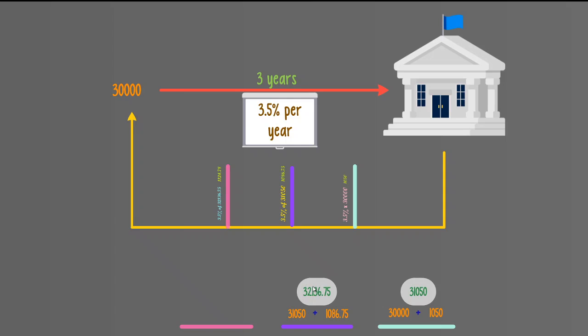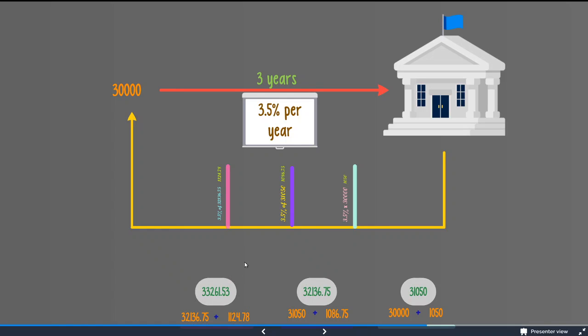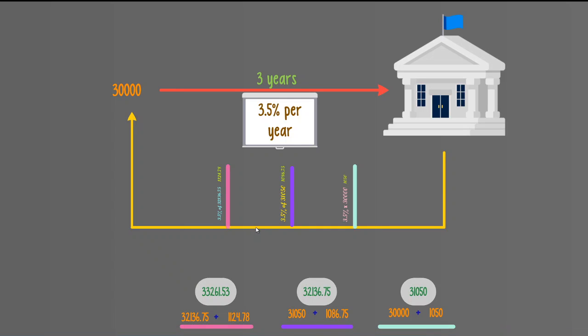So you see the interest is increasing. First it was 1,050, then it became 1,086.75, then it is 1,124.78. So let me write that down. 32,136.75 plus the new interest 1,124.78, and this adds up to 33,261.53. Now students, what do you understand? You started with 30,000. You put that into the bank. Now how much does the bank give you back after 3 years? 33,261.53.